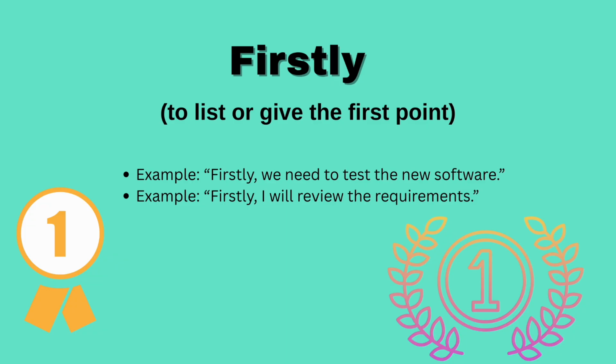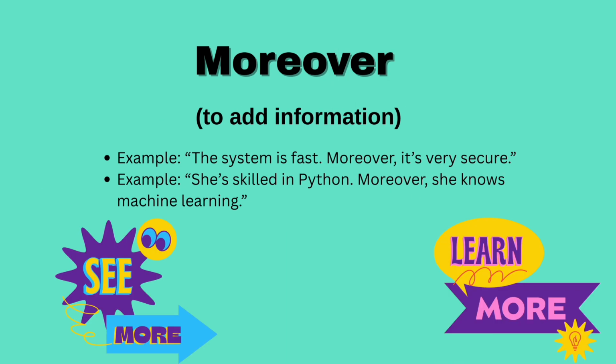Second example, firstly, I will review the requirements, then I can comment. Without reviewing, you can't comment. So you're giving the priority to the first point. Second, moreover means to add information. For example, the system is fast. Moreover, it's very secure. It's very secure is additional information.